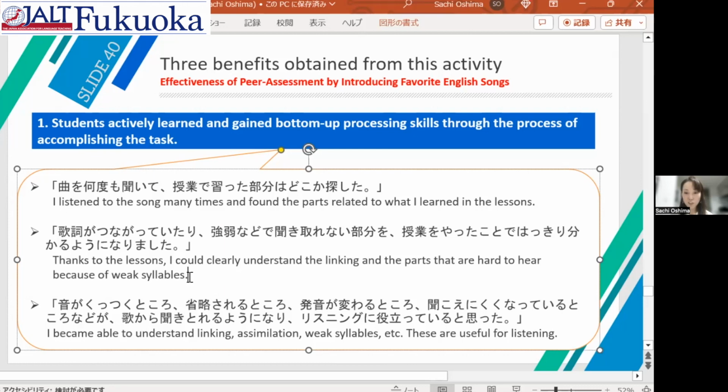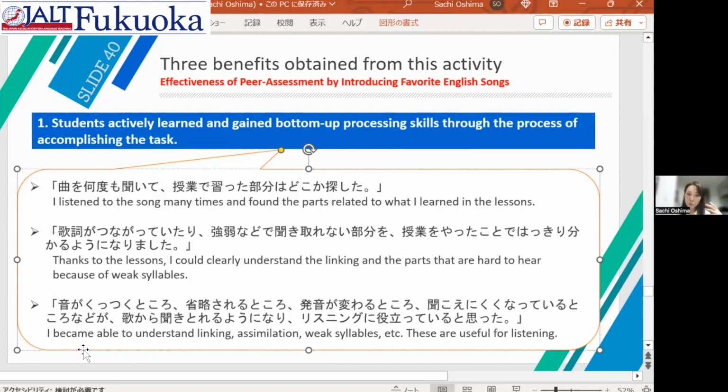I'm not so sure whether they really could clearly understand. I'm not so sure, but they say that. And then the final comment: I became able to understand linking, assimilation, weak syllables, etc. These are useful for listening.